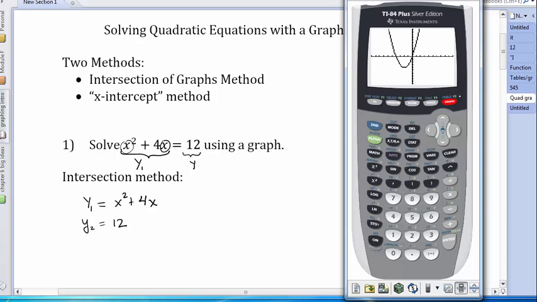Now what I see is the parabola there for the x squared plus 4x, but I don't see y2 equals 12. And the reason I don't see y2 equals 12 is that my window is set up to only show me x values from -10 to +10 and y values up to +10. So I need to go in here to my window and change the y value. So instead of going up to 10, let's say I go up to 15 so that I'll be able to see that line at y equals 12.